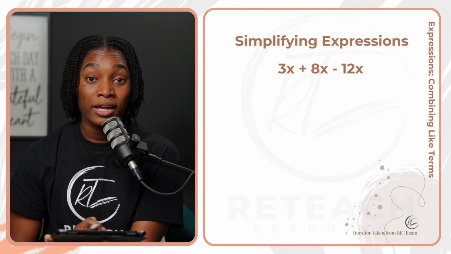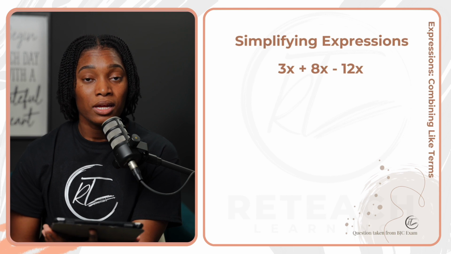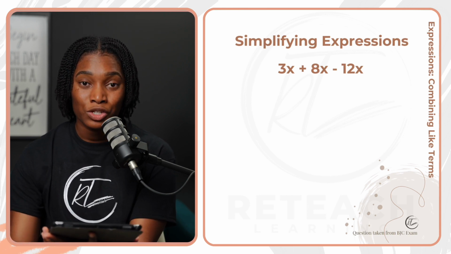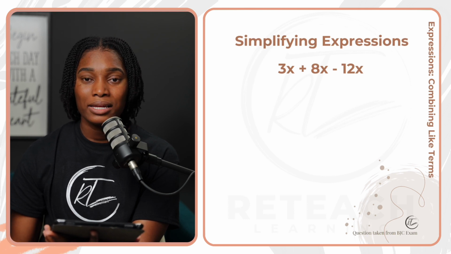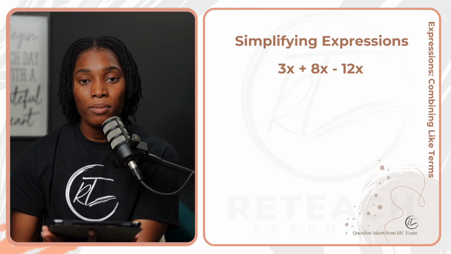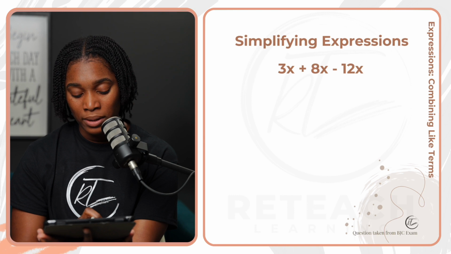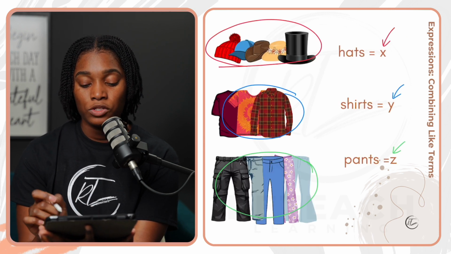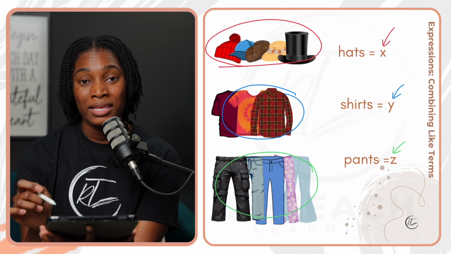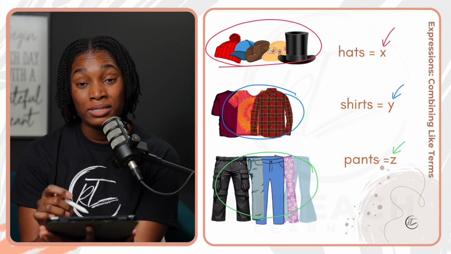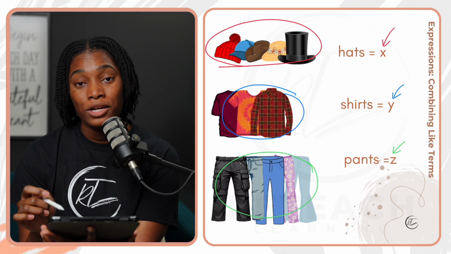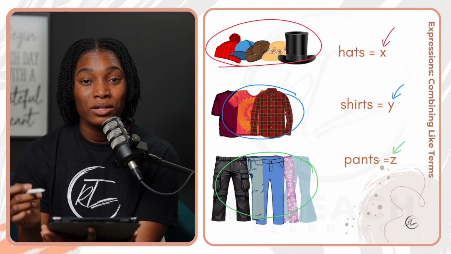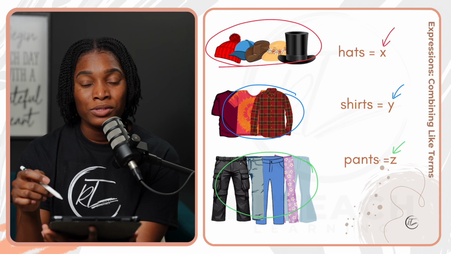Well, we can simplify a couple of ways. And specifically, we're talking about combining like terms. Now, how do I know that they're like terms? How do I know that they're alike, that they can actually be combined? Well, remember in our earlier slide, I'm going to put it back up for you. We said that, let's go back. Yeah. So the hats are represented by the X and the shirts are represented by the Y. That's how I know that they're alike, if they have the same variable. And we'll learn a little bit more about those variables in a second.